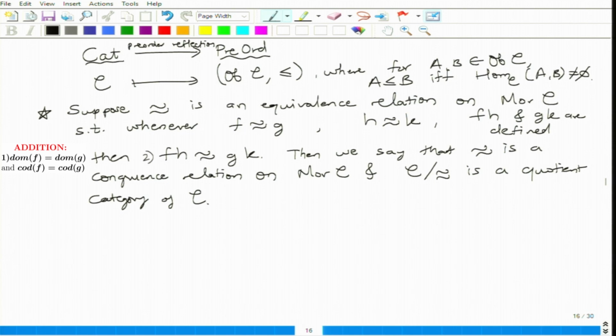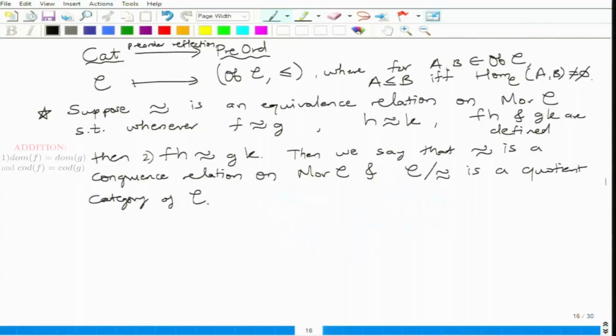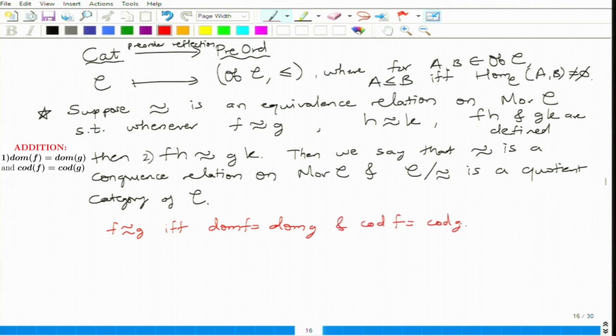Now we have already seen such examples: the construction of HTpy from Top, and the construction of this pre-order reflection from a category. They are both constructions of this kind. In this case, what is our relation? F is equivalent to G if and only if the domain of F is equal to the domain of G and the codomain of F is equal to the codomain of G. If we take this as our relation, then you quotient out by this congruence relation and you will get the corresponding pre-order reflection.